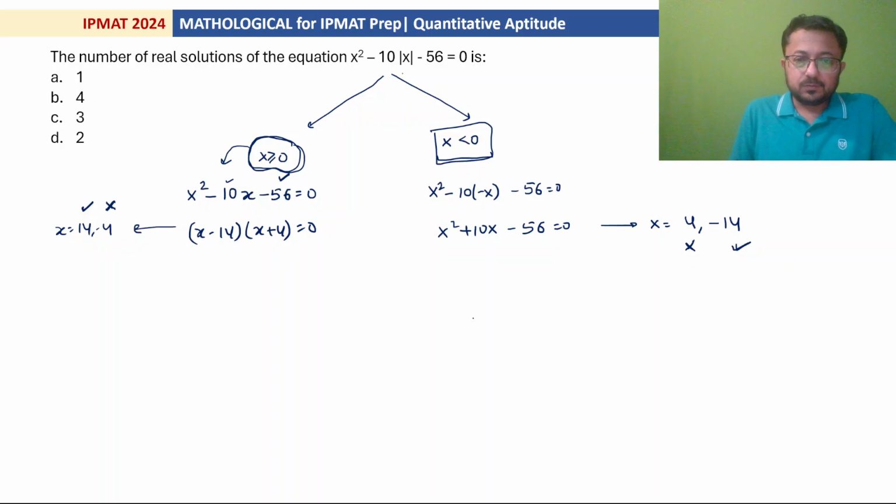So there are two solutions, x is equal to 14 and minus 14. Option D will be the answer. Number of real solutions will be equal to 2.